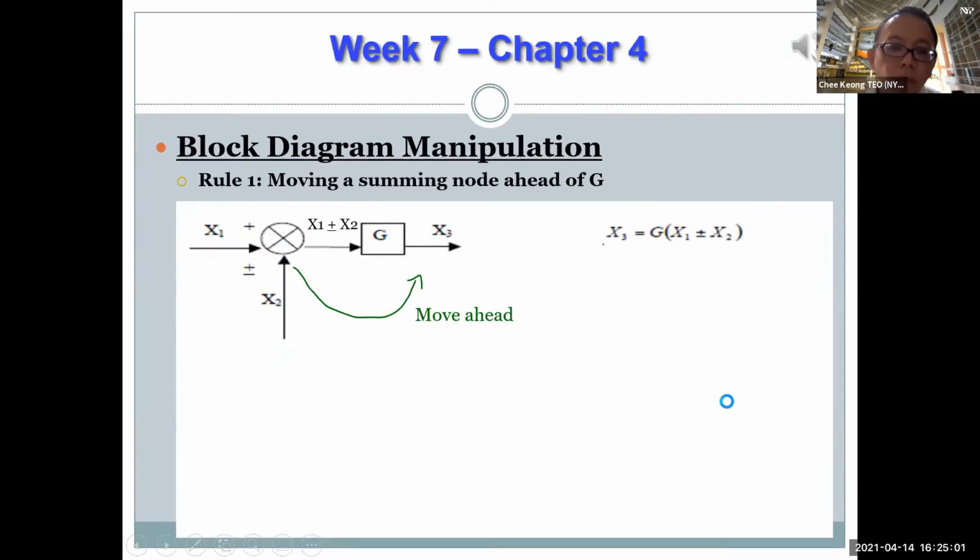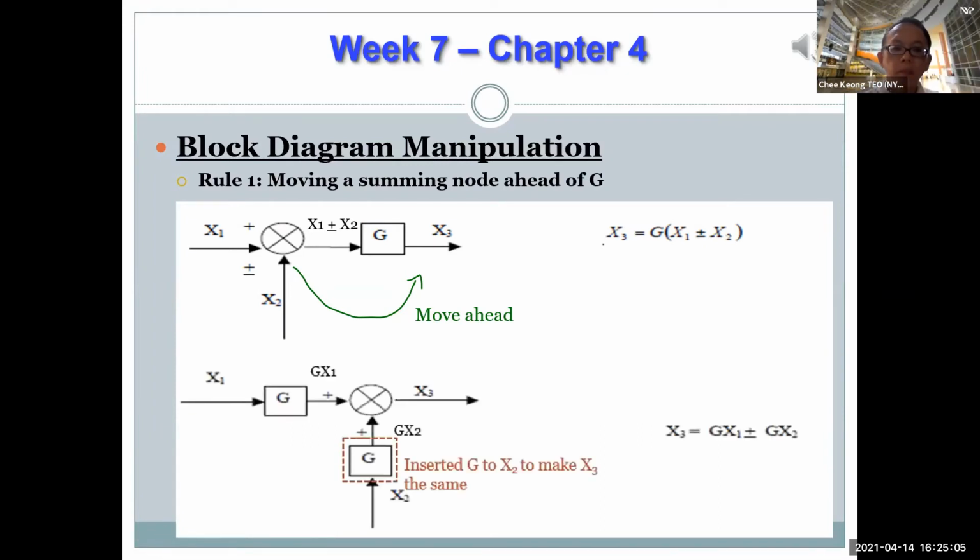Rule 1 for block diagram manipulation. Moving a summing node in front of a gain block G. In order to get back the same expression for output X3, we need to insert an additional gain block G for input X2. Of course, we have 8 rules. Now, the first rule is to say that, hey, if I have originally a gain block and a summing point here, and I want to move the summing point ahead of this gain block, now what do I do?